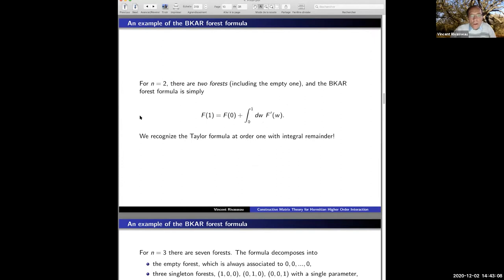Now, for example, in the case n equals 2, there are two forests, including the empty one. And the BKAR formula is simply F of 1 equals F of 0 plus the integral from 0 up to 1 of dW times F prime of W. We recognize the formula at order one with integral remainder.